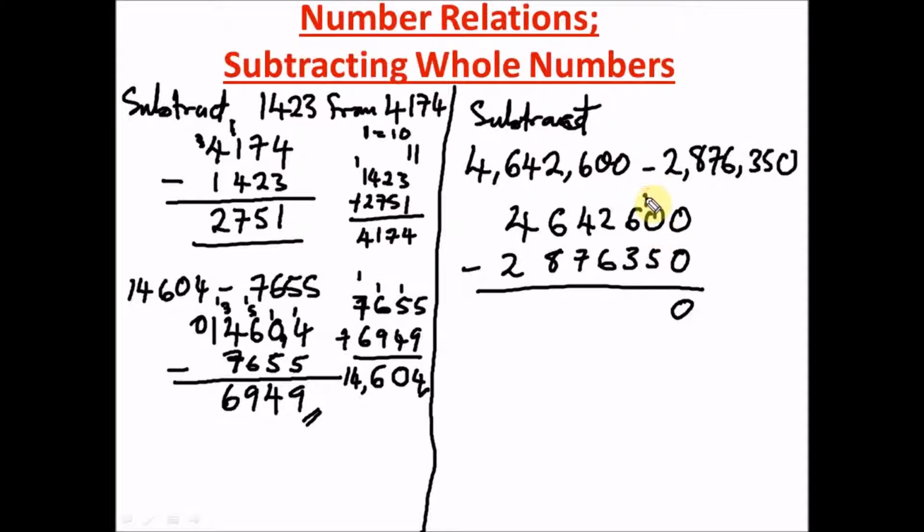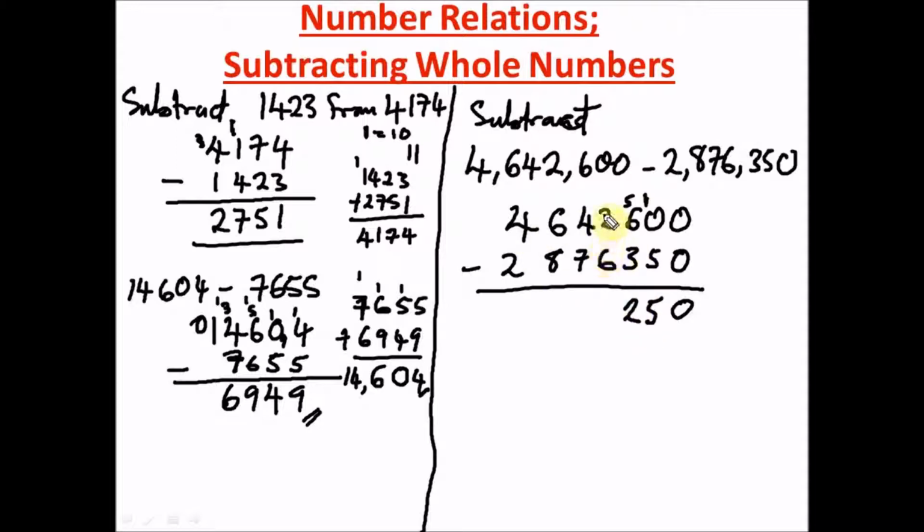Remember, when we're borrowing a 1, it is a 10 we're borrowing. So 10 plus 0 is still 10. What is 10 minus 5? That will give us 5. What are we left with? Since we borrowed 1 from here, we're left with 5. What is 5 minus 3? That will give us 2.